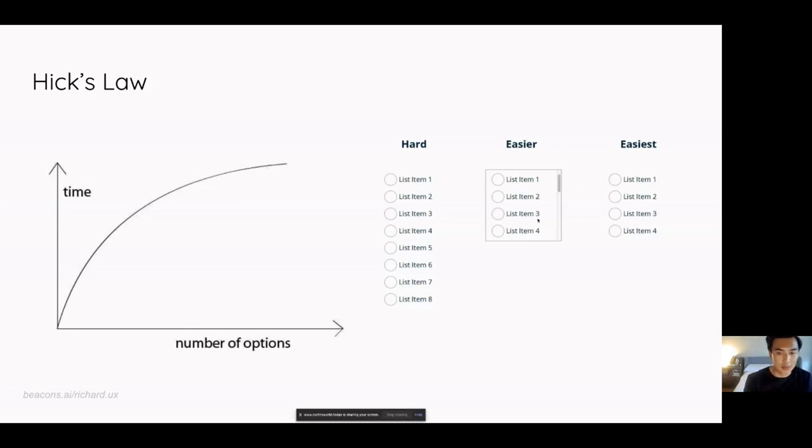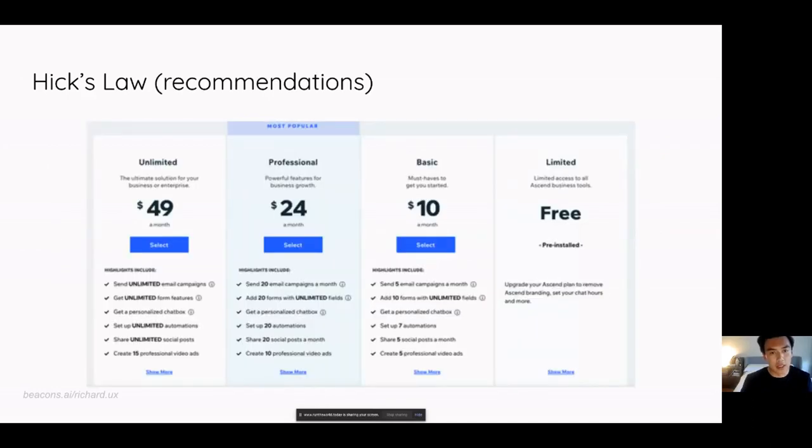This is easier because now it's constrained to just 4 options, ideally the 4 most relevant options. And then the easiest solution would be just showing half the number of options. And the decision-making time for this could be as low as 5 seconds, for example. So one of the best ways to design with Hick's Law in mind is to actually do recommendations. So this example here is they're making a decision between 4 plans, or technically 3 plans, and they might spend a lot of time kind of reading through the differences.